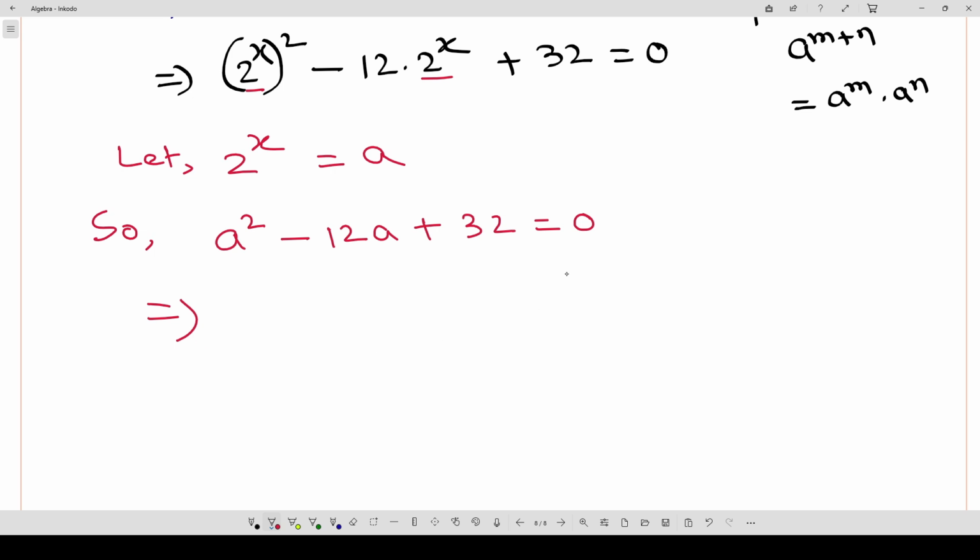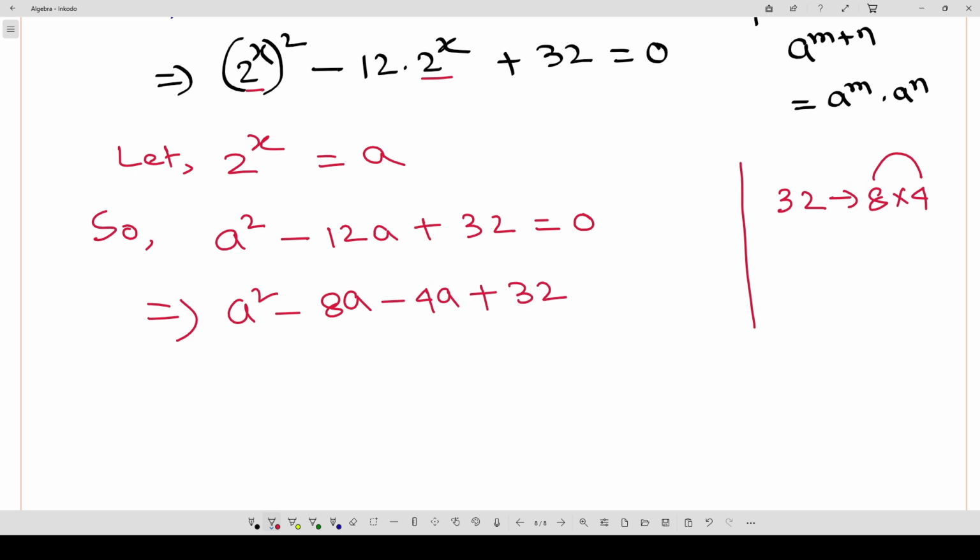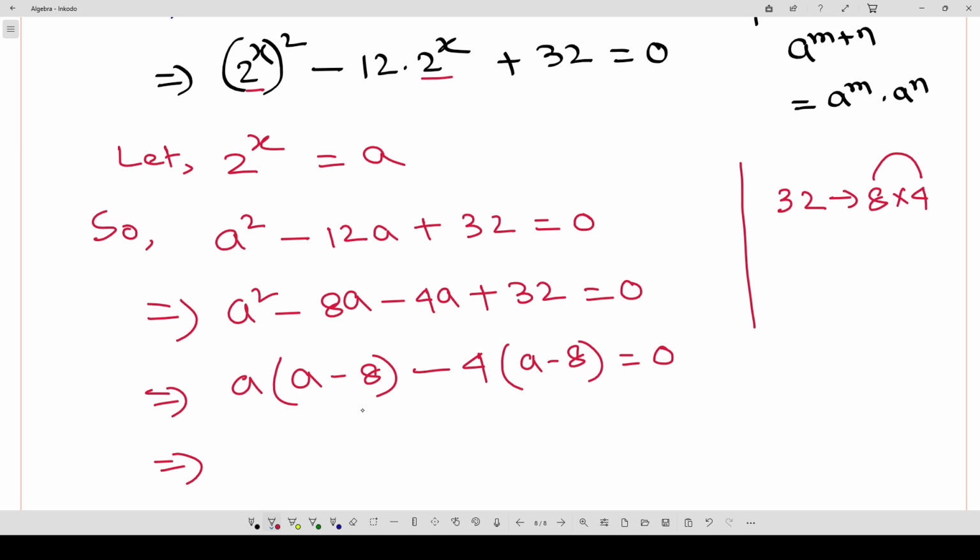Now we can factorize. 32, if we simplify, 8 times 4 is 32, and 8 plus 4 is also 12. So this one we can write a square minus 8a minus 4a plus 32 equals 0. Now we can take common a: a minus 8, minus 4 times the same, a minus 8, equals 0. Now we can take common a minus 8, and times a minus 4 equals 0.